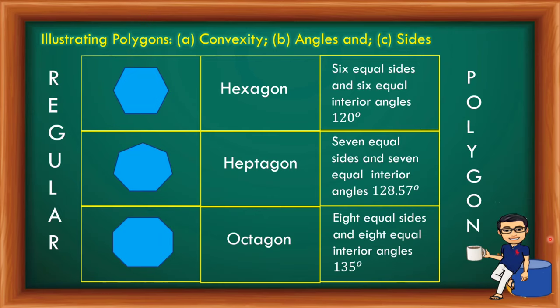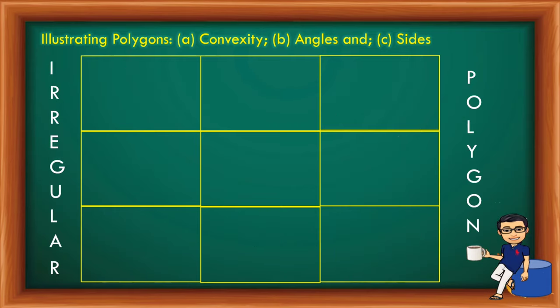Then the next one is octagon. So mayroon naman tayong 8 equal sides, 1, 2, 3, 4, 5, 6, 7, 8. Just consider na equal yung mga side. Then 8 equal interior angles, which is 135 degrees. 1, 2, 3, 4, 5, 6, 7, and 8. So kung may regular polygons tayo na samples, magkaroon din tayo ng irregular polygon.